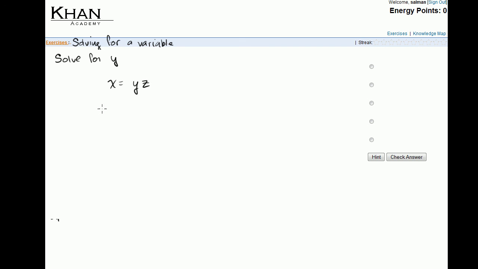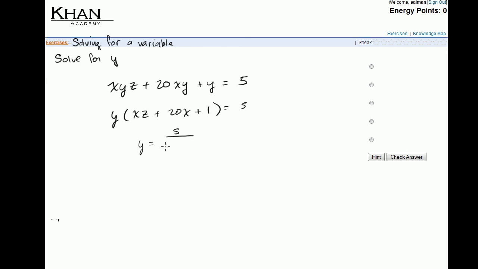Actually, this isn't any different than anything we've done before. But you might want to do it where it's not explicitly solved for anything. So maybe you have xyz plus 20xy plus y is equal to 5, and we want it to be linear in terms of y. Otherwise, we don't want to deal with square roots or quadratics just yet. And of course, the hints here, you factor the y out. y times xz plus 20x plus 1 is equal to 5. Divide both sides. y is equal to 5 over xz plus 20x plus 1.